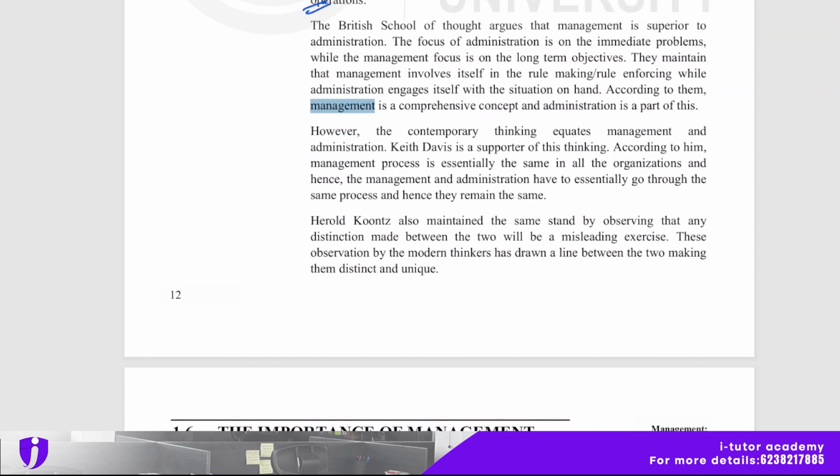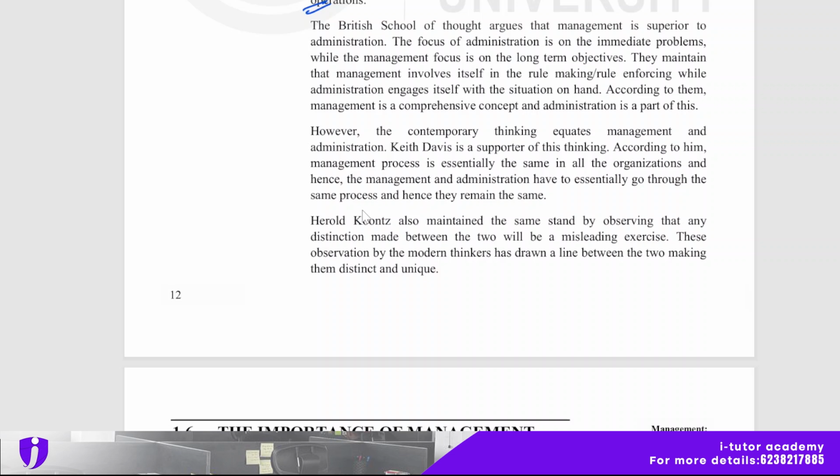However, contemporary thinking equates management and administration. Keith Davis is a supporter of this thinking. According to him, the management process is essentially the same in all organizations, and hence management and administration have to go through the same process, and hence they remain the same. So these are the thoughts from different schools, that is the British school and the American school, and also the thoughts of different authors. So you just mention these from an exam point of view.